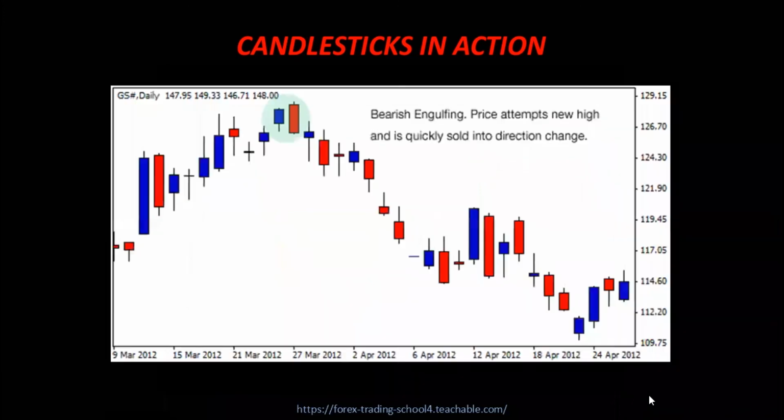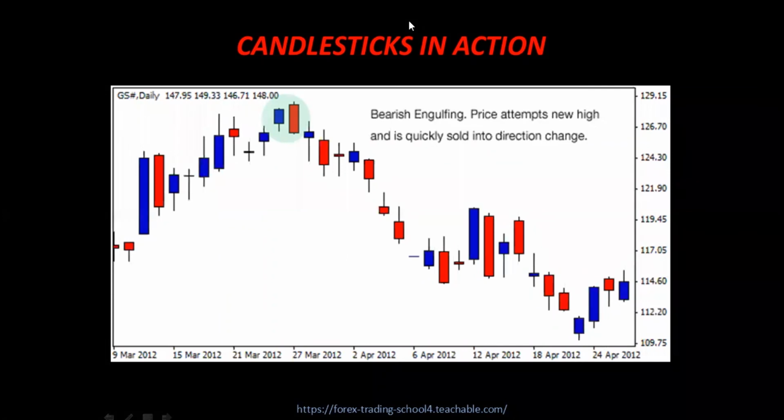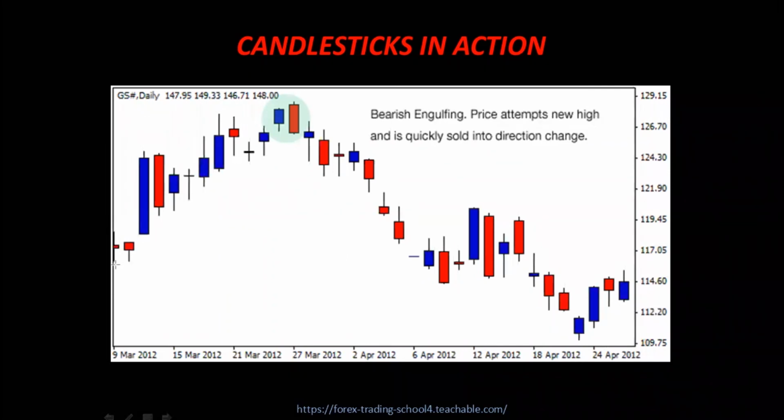Now looking at this other example that we have in front of us, if you look very well, the same thing applies over here. It was first of all moving upwards, and then we had this candle here that got engulfed by this one, and this is a bearish engulfing. And then before you know it, a bearish engulfing in an uptrend, telling us it's time to sell, and then we sold, and then the market went down.